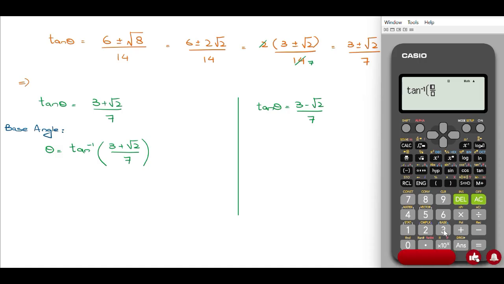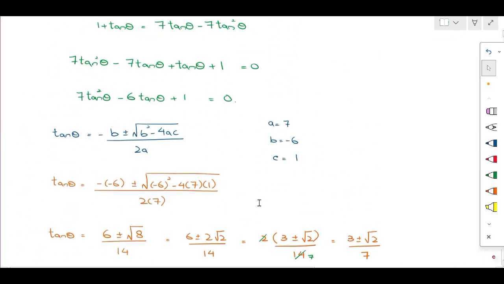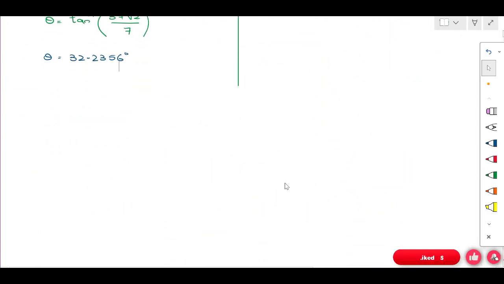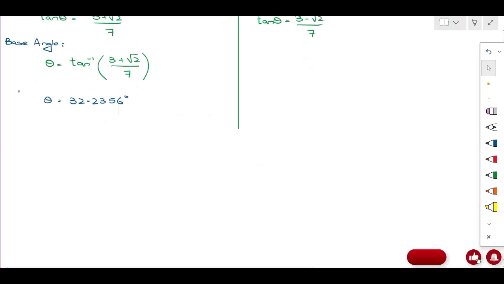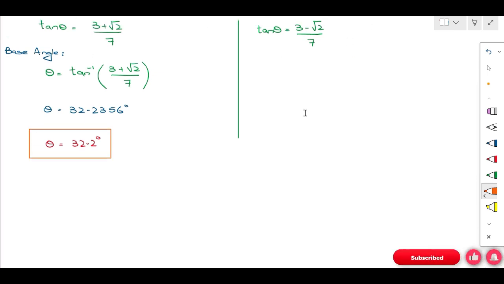If I solve, this is in degrees. Tangent inverse of 3 plus square root of 2 divided by 7 is 32.2356. Theta is 32.2356 degrees. The answer should be in 3 significant figures. So in the first quadrant, it's always equal to the base angle, so your theta equals 32.2 degrees. This is a solution in the first quadrant, right? All right. Now let me check the second one.